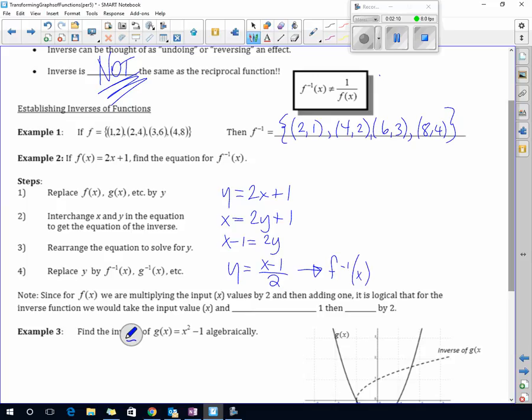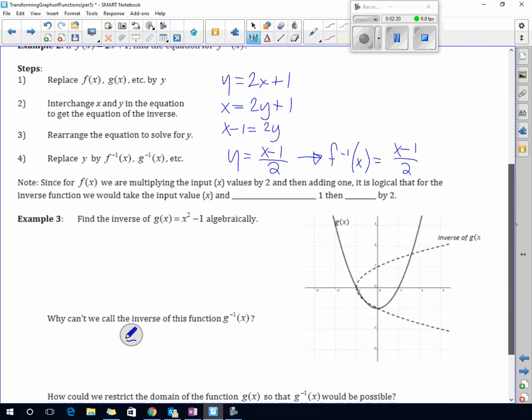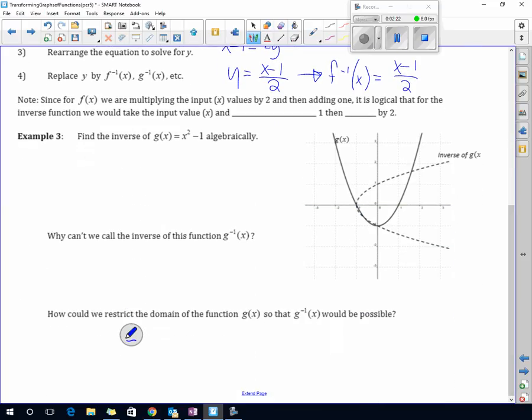So for instance, for f of x, we are multiplying the input by 2, then adding 1. So it's logical. The inverse would be taking the input value and subtracting 1, then dividing by 2, undoing everything. So find the inverse of this parabola algebraically.